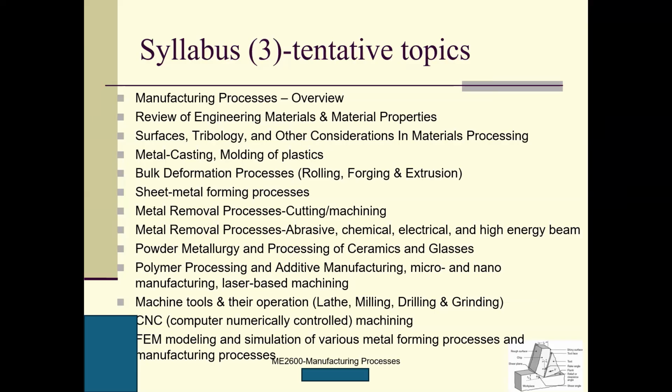So then we talk about machine tools and their operation: lathe, milling, drilling, and grinding. So these are machining things, CNC. CNC stands for computer numerically controlled machine. So there is a mechatronic system, right? We use this mechatronic system to control the machining of the workpiece. And finally, we use FEM modeling and simulation of various metal forming processes and manufacturing processes. So this is our tentative topics. Basically, pretty much, we are going to cover everything I just listed here.